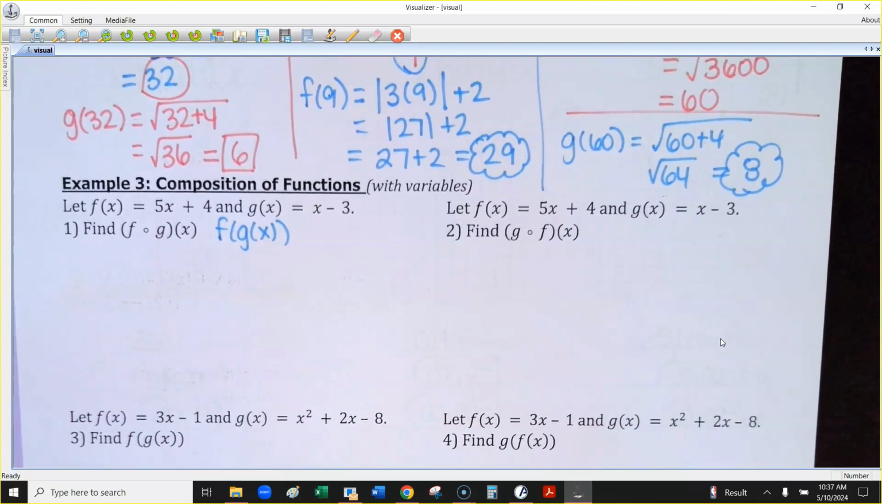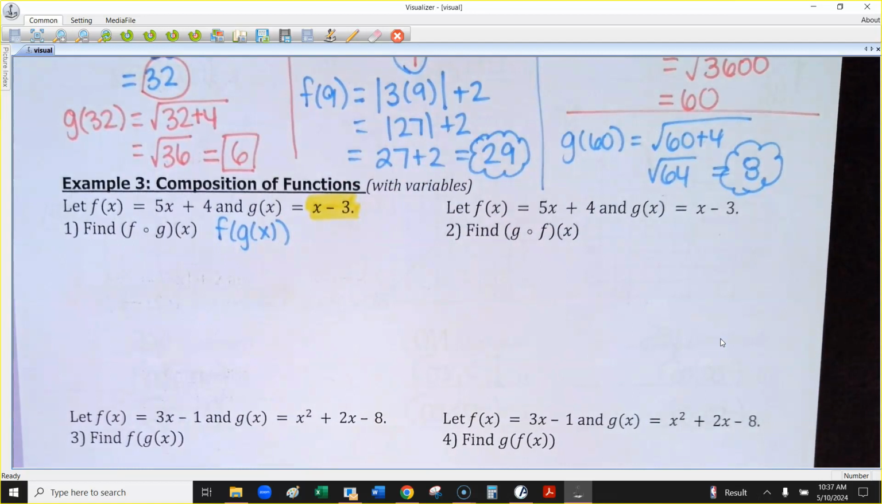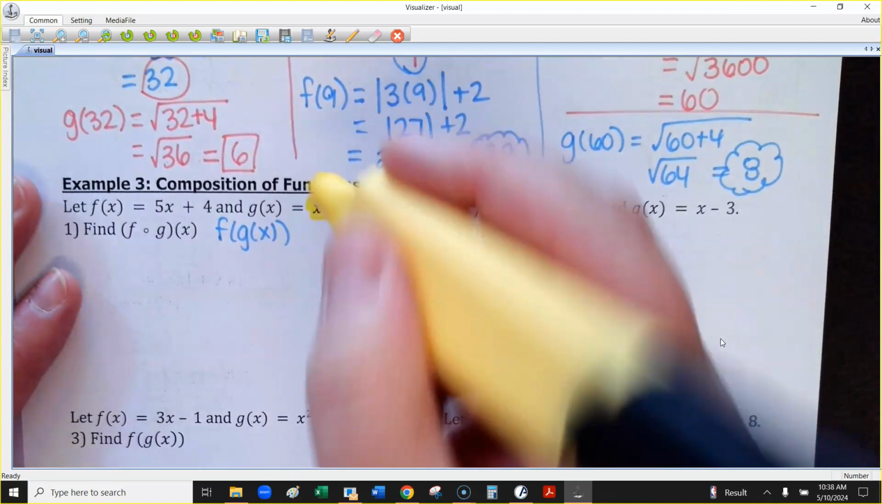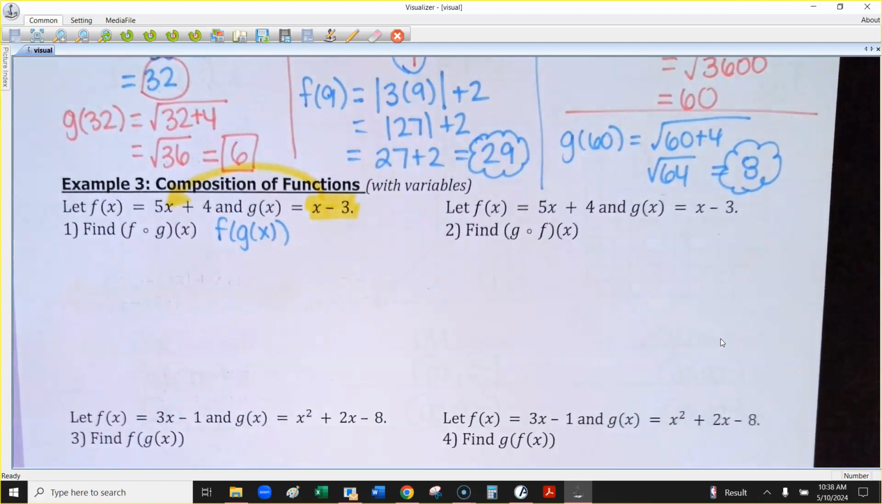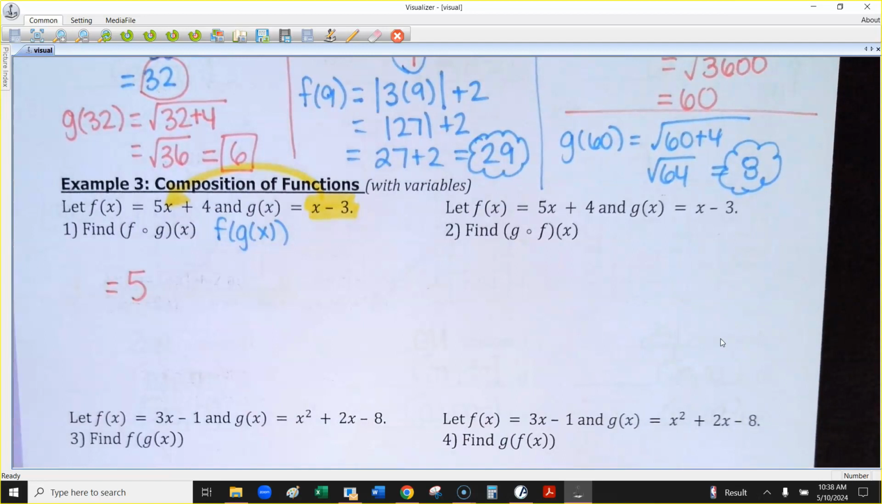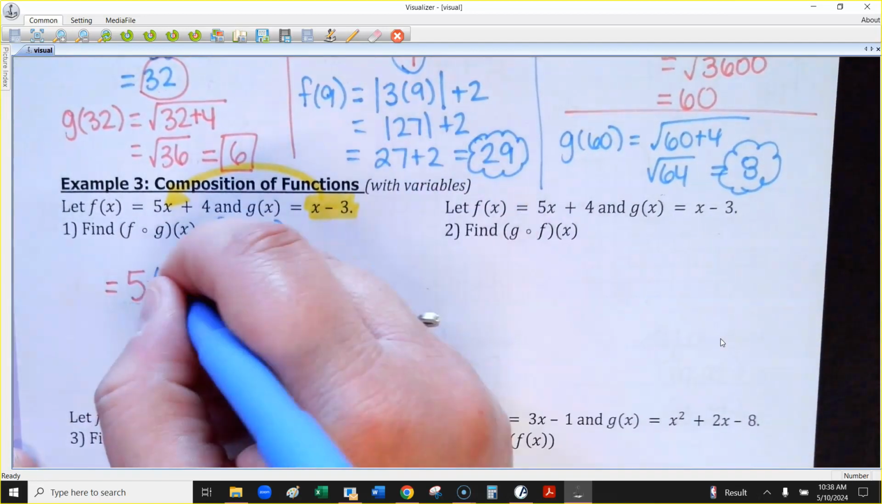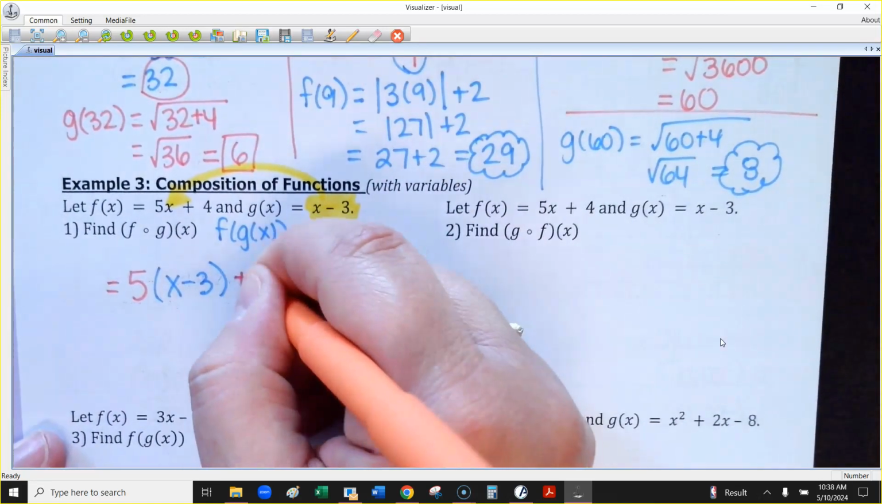g of x is equal to x plus 3. If you're going to have an x there, your answer is going to be variables, okay? You're going to take this and plug that expression in place of x in the other equation. So I'm going to do f of this expression, which is x minus 3. So I have the 5. Everywhere I see an x, I'm going to replace it with the entire g of x function. So I just replace it with the x minus 3.